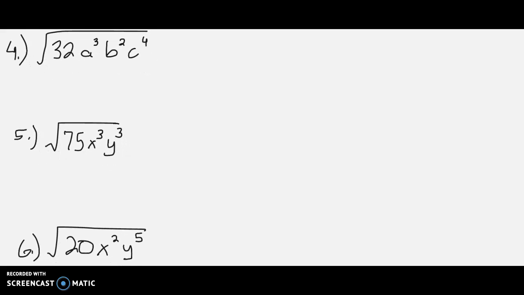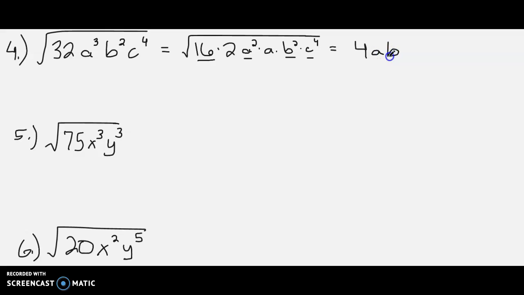Look at number 4. 32a to the third, b squared, c to the fourth. Let's rewrite 32 as 16 times 2. Rewrite a to the third as a squared times a. And then I have b squared c to the fourth. I can take the square root of the 16, the a squared, the b squared, and the c to the fourth. The square root of 16 is 4. The square root of a squared is a. The square root of b squared is b. The square root of c to the fourth is c squared. And inside the radical sign is everything that you didn't mess with. We didn't mess with the 2. We didn't mess with the a. And that is our answer.